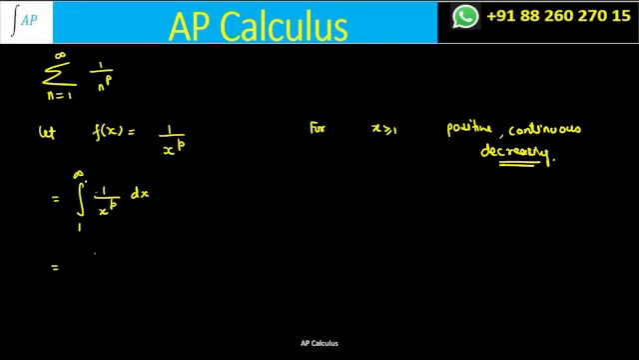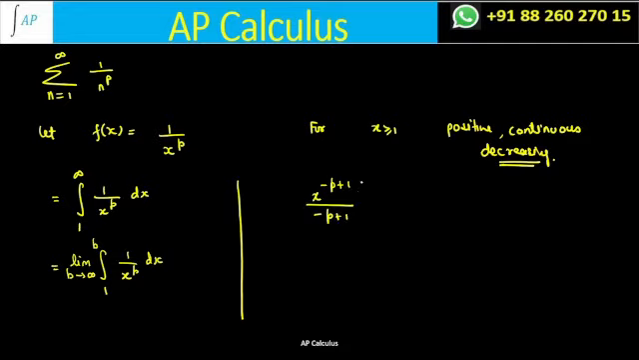Now in order to solve this, we will say integral from 1 to b, and limit b goes towards infinity, of 1 upon x to the power p dx. Now what we will do, the integration of 1 upon x to the power p will be what? X to the power minus p plus 1 upon minus p plus 1, and the limit is going from 1 to b, where limit b goes towards infinity.